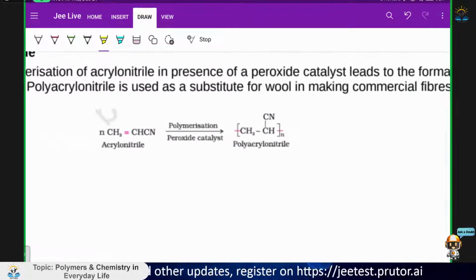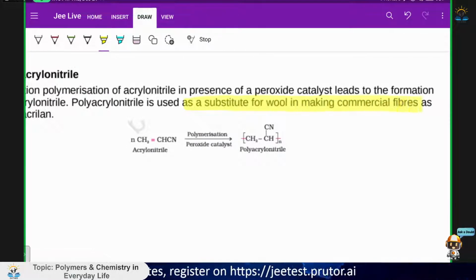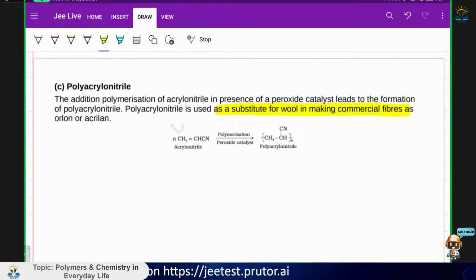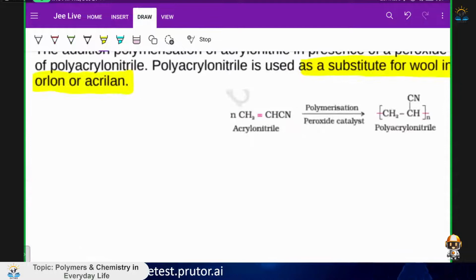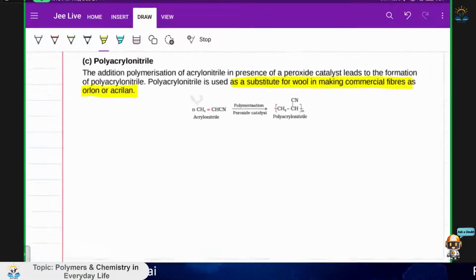Polyacrylonitrile. It is a substitute for wool. It is known as Orlon or Acrylan. It is used as a substitute for wool.